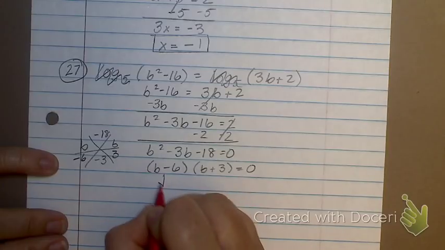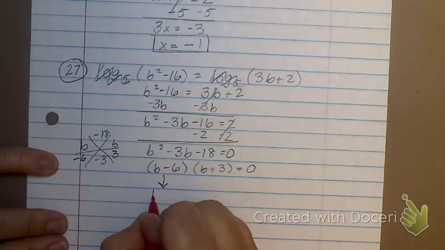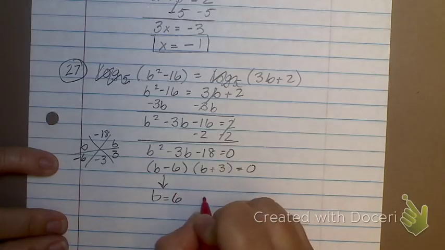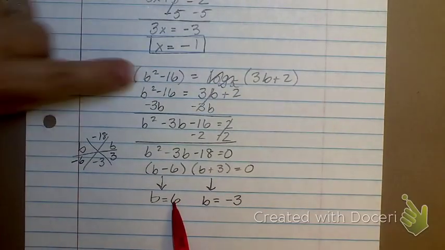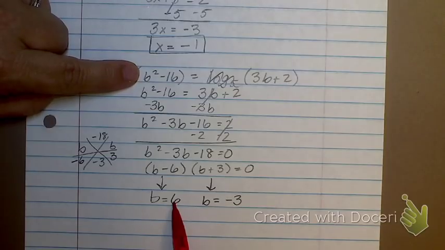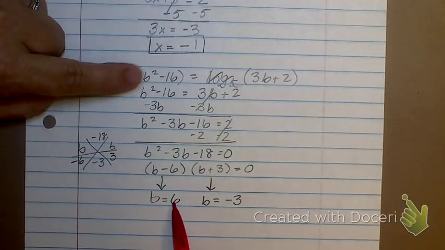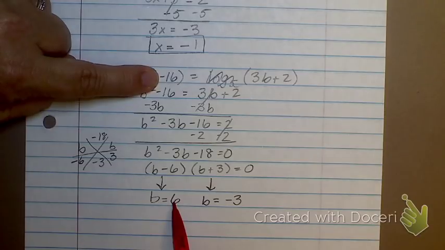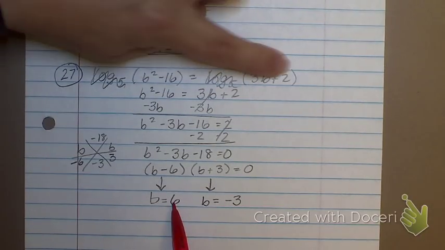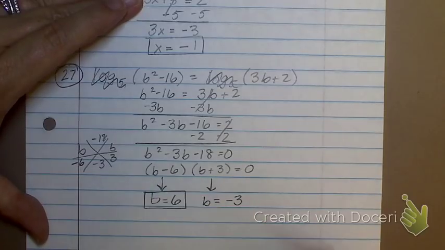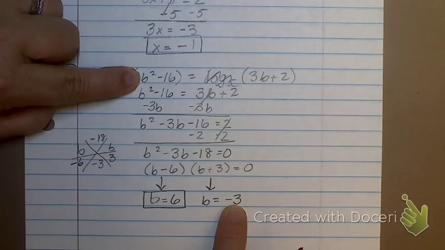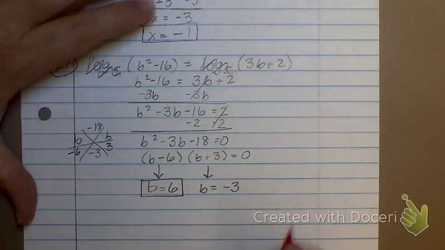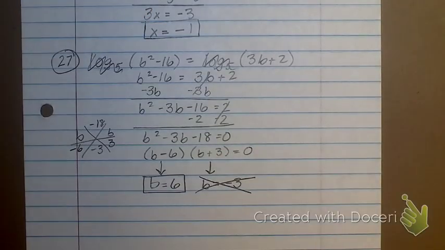What do I get for an answer here? B equals 6. And here, b equals negative 3. So I have to check out both answers. 6 squared minus 16, is that positive? 6 squared is 36, minus 16 is a positive number, isn't it? It's 20. And 3 times 6 is 18, plus 2 is 20. This is positive in both spots. Negative 3 squared is what? 9. Minus 16 is negative. That one drops out. That's my extraneous solution there.